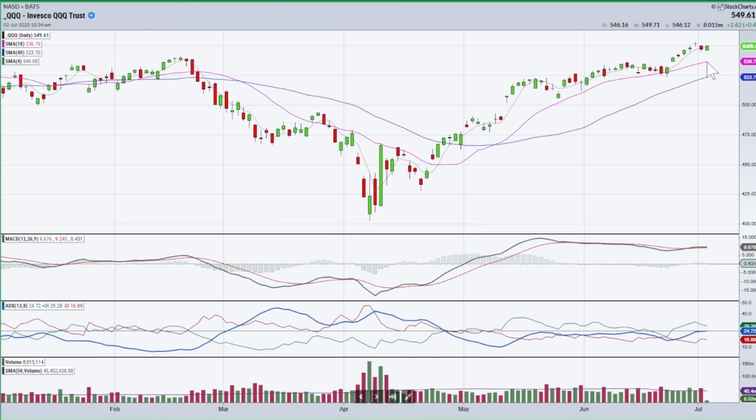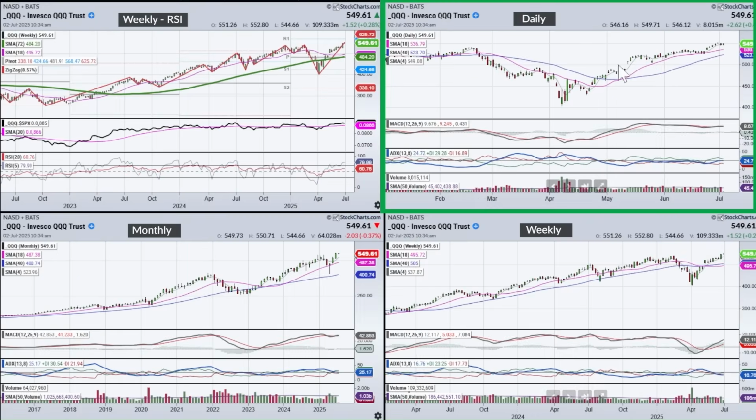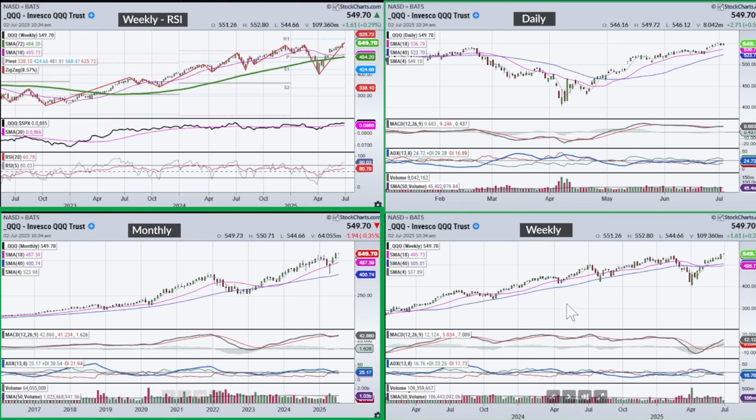If we break the 18, I think it'll be fairly important. Most of the time it's not all that important, but in this case I think it'll be a little bit more important thing to watch because we've gotten so far away from the 18-week and so far away from the 18-month line.